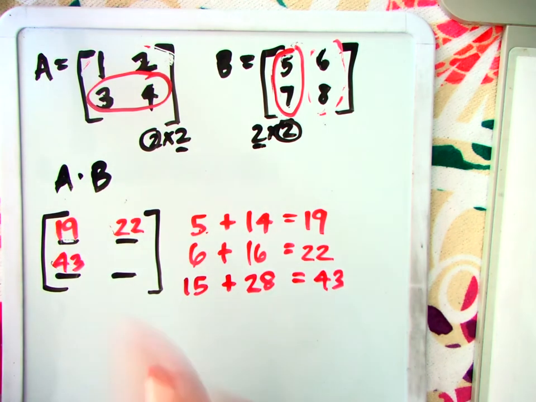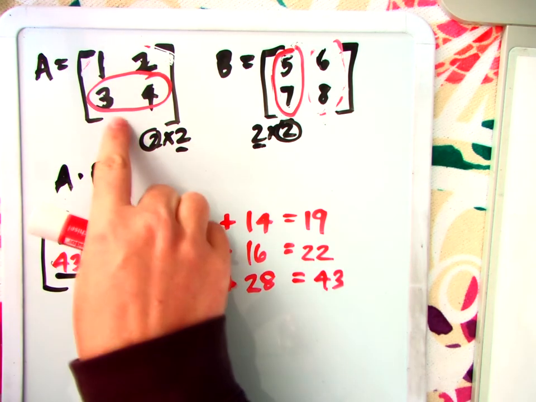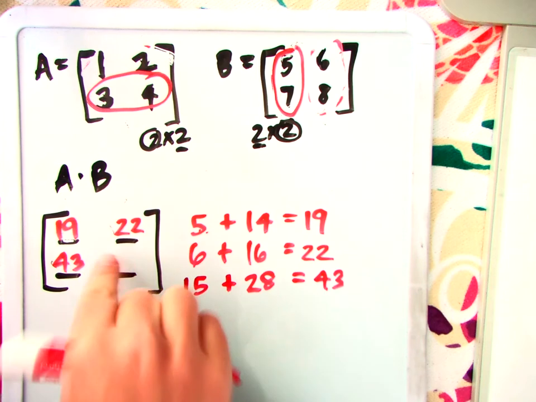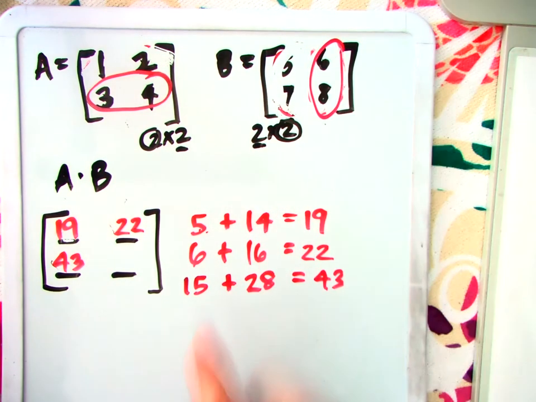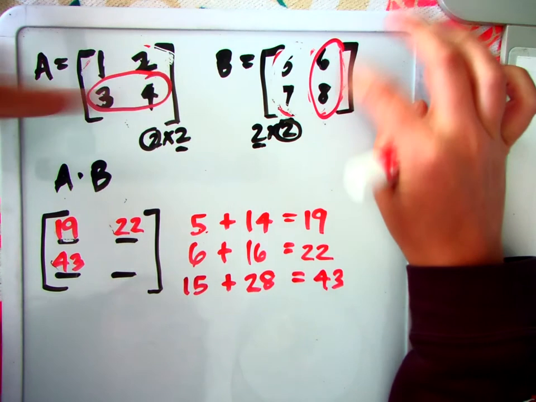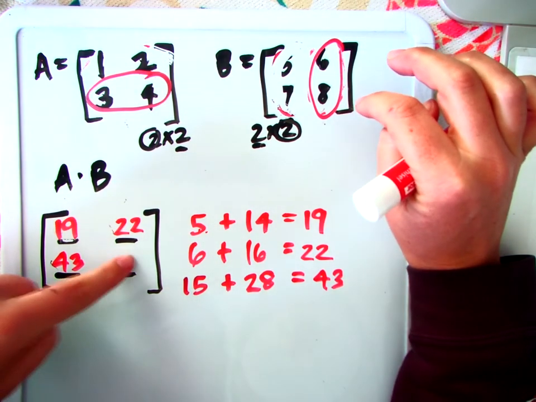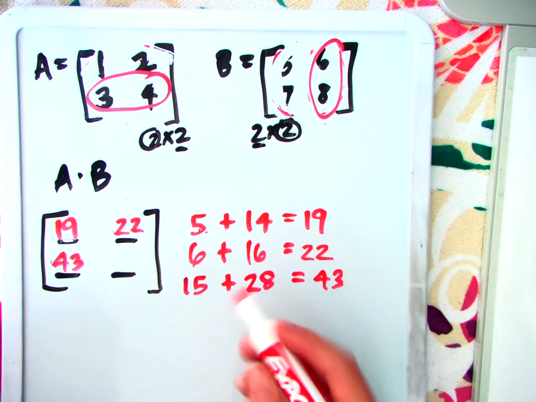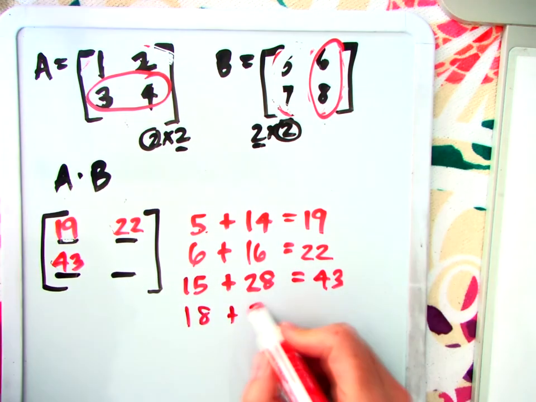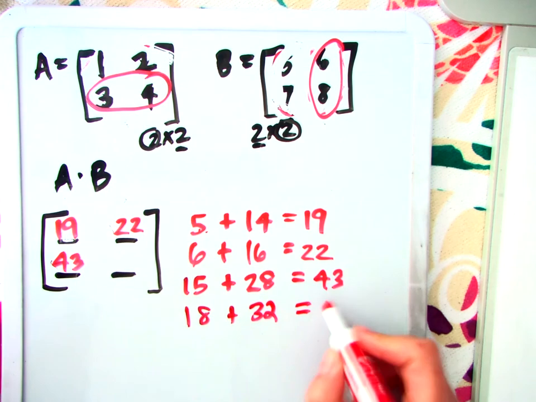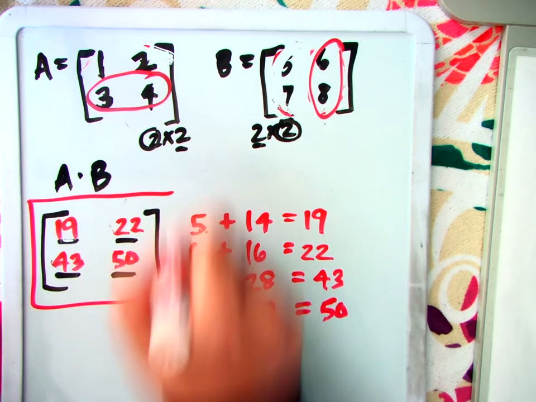Okay? Finally, to get this answer, I'm still using the second row, but I'm in the second column. So I don't want to use 5 and 7 again. I want to go back over here to 6 and 8. So see how I'm doing these two vectors here to get this inner product. 3 times 6 plus 4 times 8. So together, that makes 50. This is our final answer.